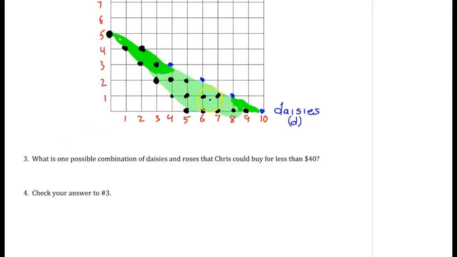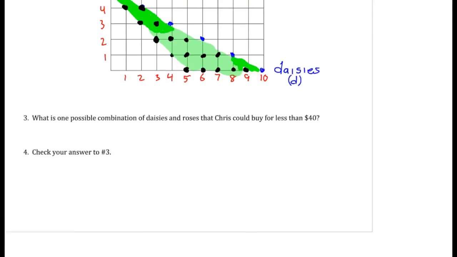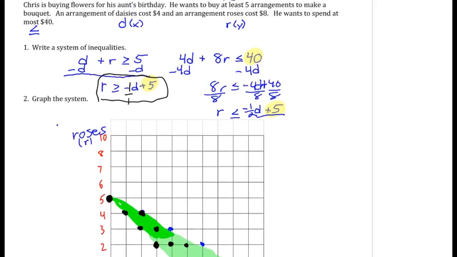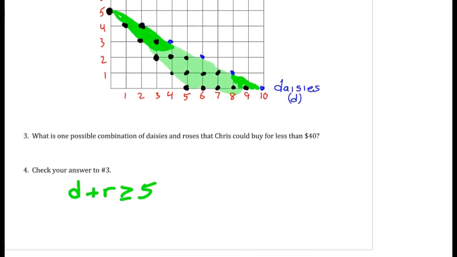So pick one possibility. Pick any of these and go ahead and show the work. Remember, take the original equations, d plus r, and plug them in. So you have d plus r must be greater than or equal to 5. Right, that was one of them. And then the other one was 4d plus 8r must be less than $40. $4 per daisy plus $8 per rose must be less than $40.